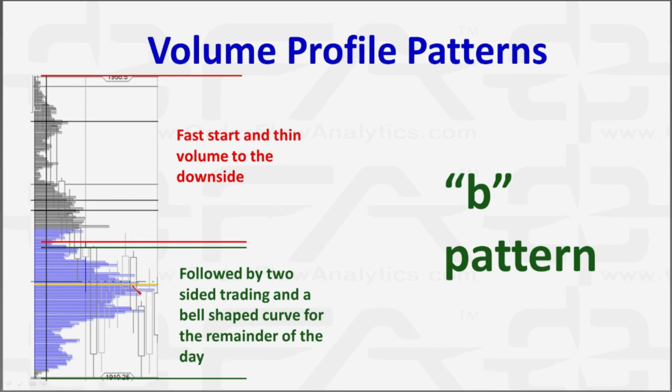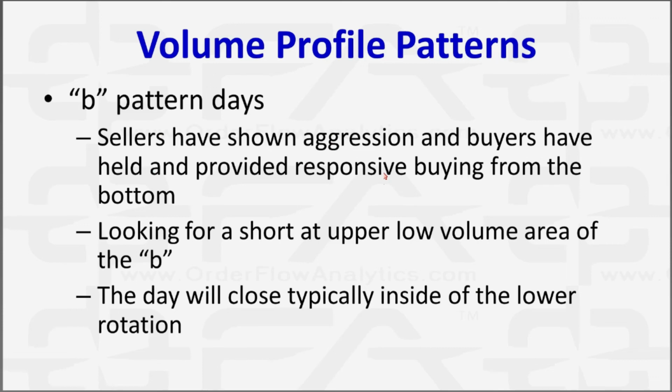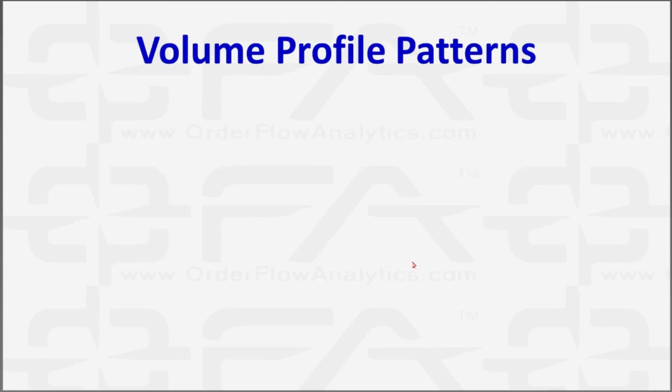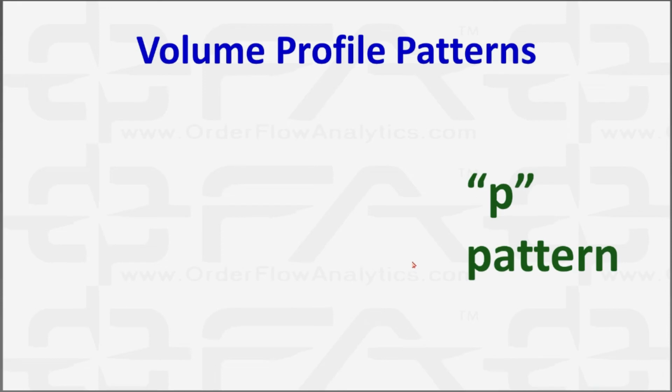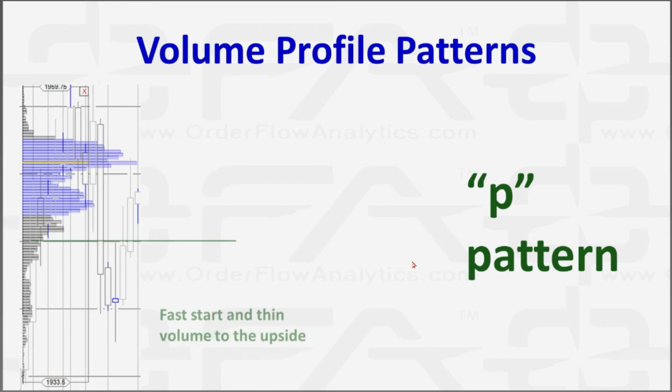And then we want to see, where does the day end? Does the day end down here? Does the day end around VPOC? Or does the day end up towards the top of this profile? And that also provides some information about the conviction of buyers and sellers. And then the open the next day really helps us as well. The day will close typically inside of the lower rotation. And again, we're just looking to see, is it around VPOC? Is it higher, lower? What is that telling us, and how does that play into our trade plan for the next day?